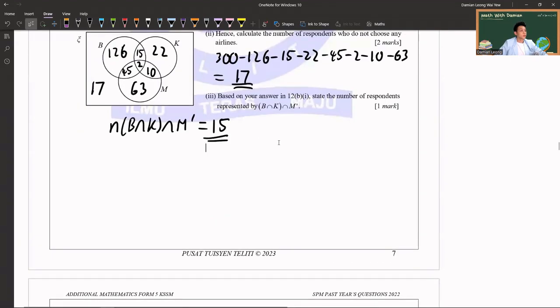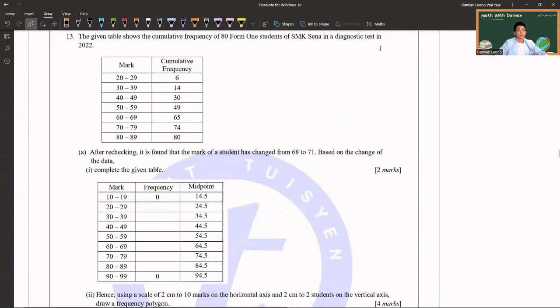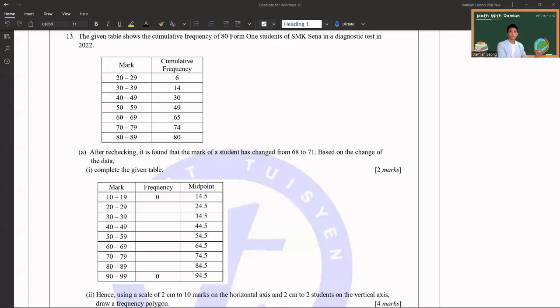That's question 12. Okay, and question 13 here. I have a given table showing the cumulative frequency of 80 Form 1 students of SMK Sena in a diagnostic test in 2022. After rechecking, he found that the mark of a student has changed from 68 to 71. Based on the change of the data, complete the given table.